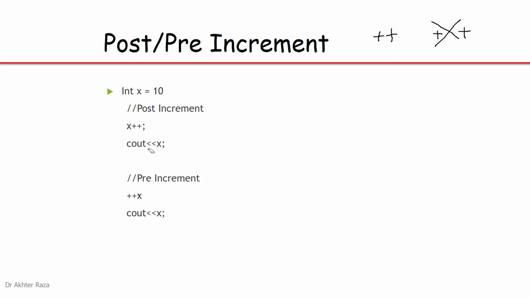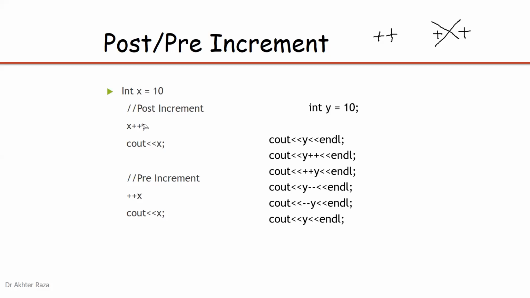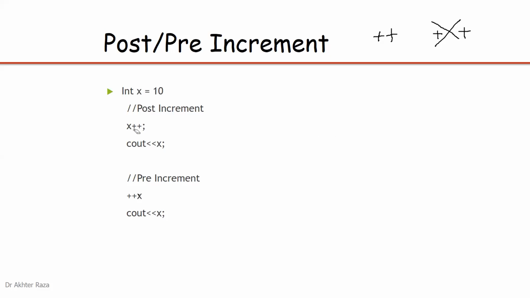Another example we have here. Cout and x. The value of x is 10, and it shows 1 increased by the cout. X plus plus will increase the value by 1, then 11 will be represented. In the same way, the output will be the same in both of these cases.